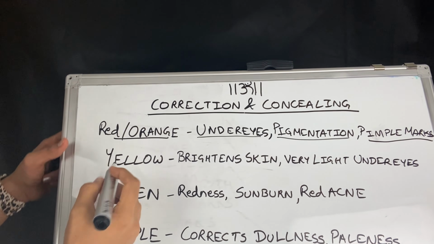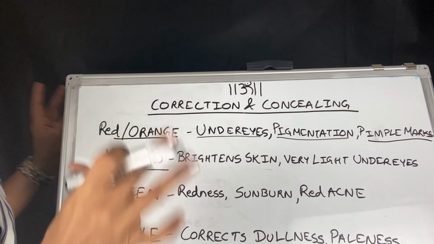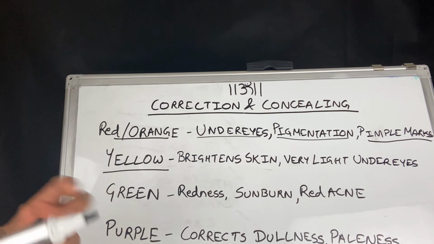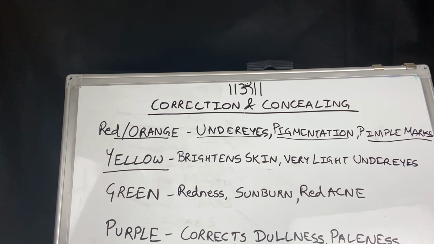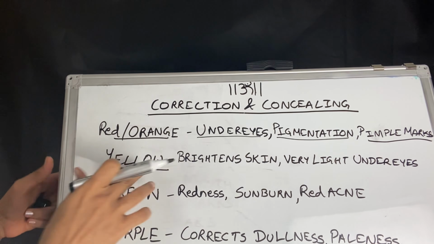So similarly guys, now we'll talk about the yellow corrector. Yellow corrector is used to brighten the skin of warm undertone people. So people who are of warm undertone, they use yellow, like very light under eyes. They do not have much pigmentation, no pimple marks, nothing. But you just want to make their skin tone a little fresh and bright. Then we just use a yellow corrector on them.